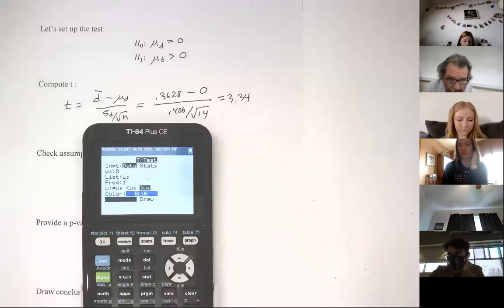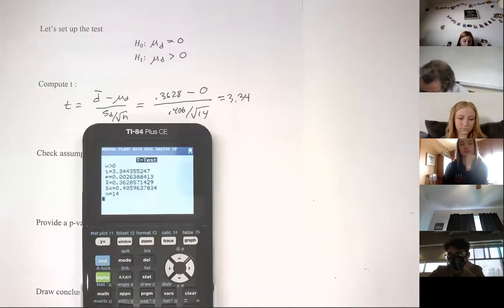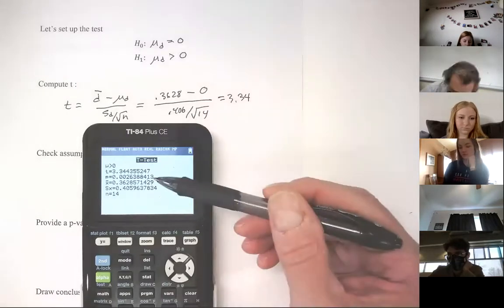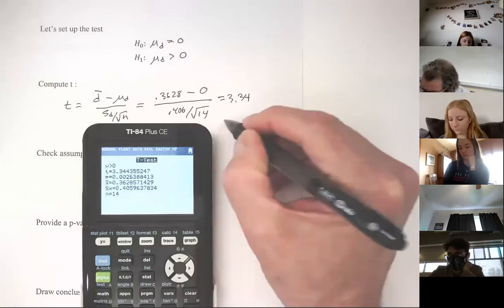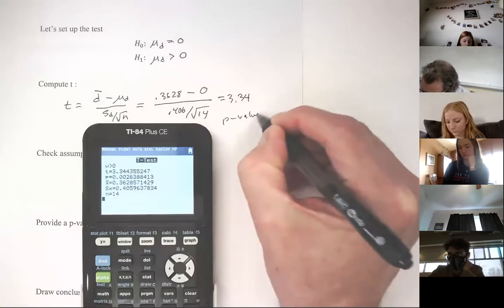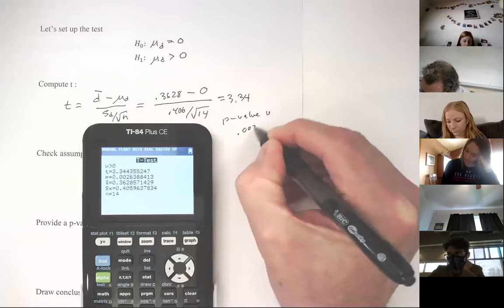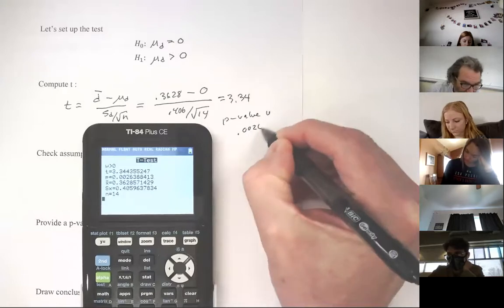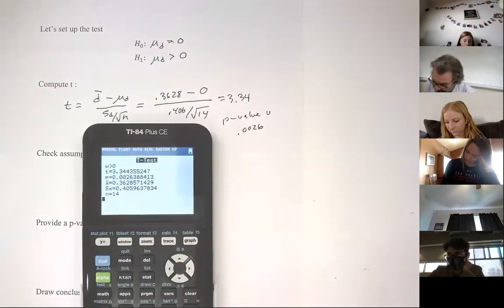Everybody with me? I'm going to hit enter. It'll do it now. So there's the t-value. It matches us. Here's the p-value, which we're going to try to confirm in a minute. The p-value is 0.0026. We'll only get an approximate answer. Okay.